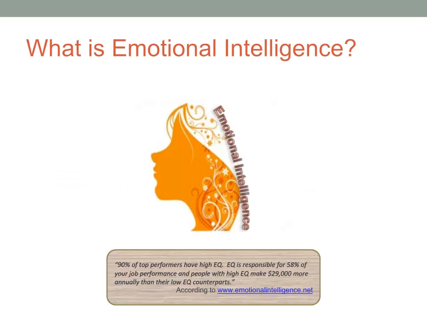First popularized in 1995 by Daniel Goleman, in his best-selling book, Emotional Intelligence: Why It Can Matter More Than IQ. Emotional intelligence is the ability to identify, assess, and manage the emotions of oneself, of others, and of groups.